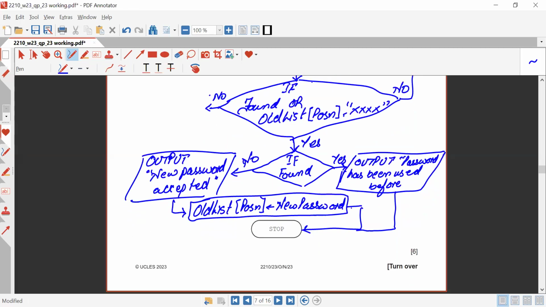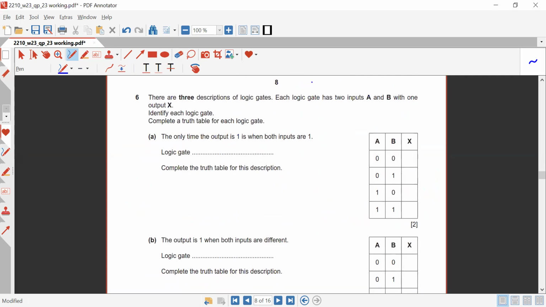Welcome back to the next phase of this past paper, October/November 2023, paper 22. Coming towards question number 6. What does question number 6 say?